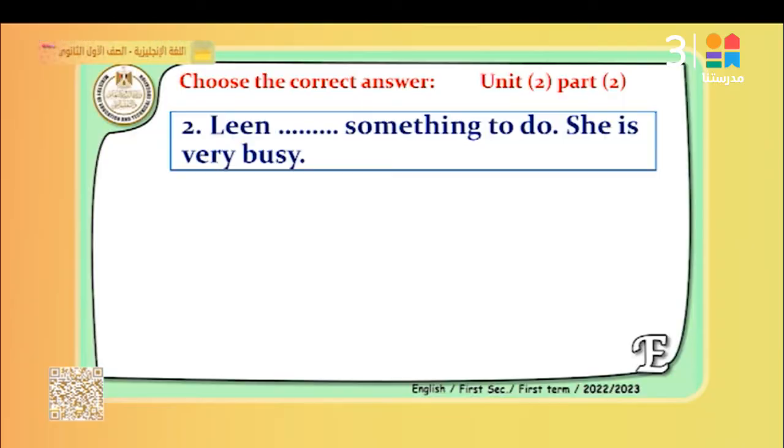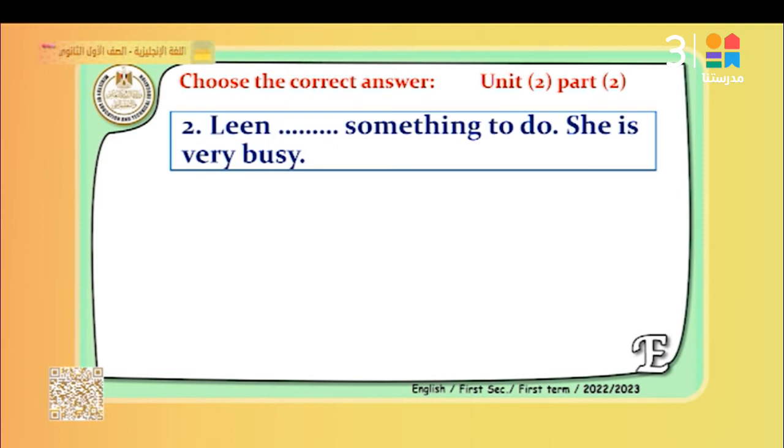We agreed that the adverbs of frequency, like usually, always, sometimes, come before the verb. Any verb, they come before it. So I say, for example, he usually comes. So I say usually before comes. But except for verb to be. Verb to be, they come after verb to be, so we say he is often. Look at question number 2. Lean sometimes to do. She is very busy.